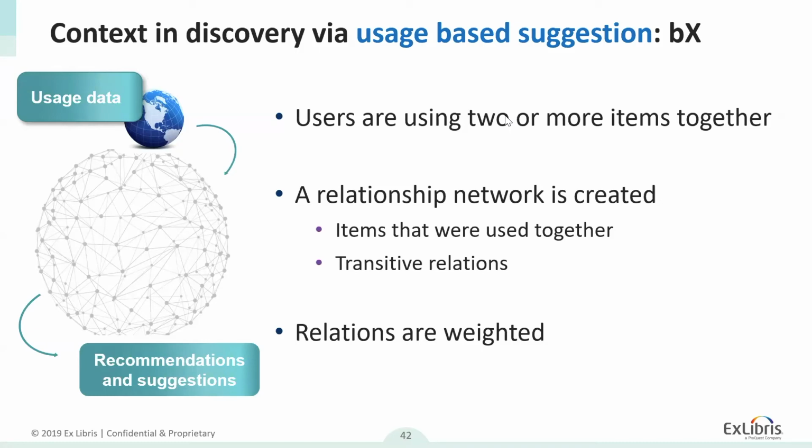Based on that usage, we create a relationship network of items that are used together, but we also calculate transitive relations, and the relations are weighted. For example, a direct relation counts more than a transitive relation, and based on that, we provide suggestions to the user.